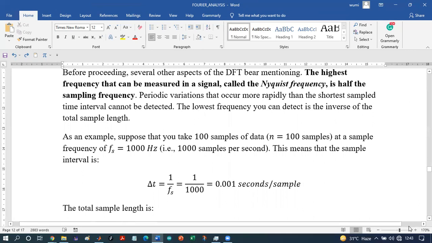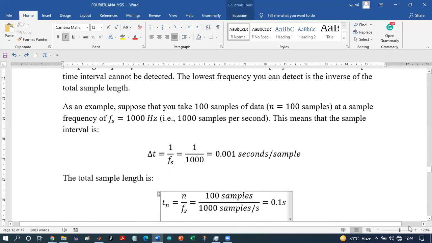So for instance, given this example, if you have 100 samples of data, 100 samples of data simply means that n is equal to 100. So n is equal to 100 samples, and your sample frequency is 1000 Hz. So the sample frequency f of s is 1000 Hz. We want to get the Nyquist frequency.